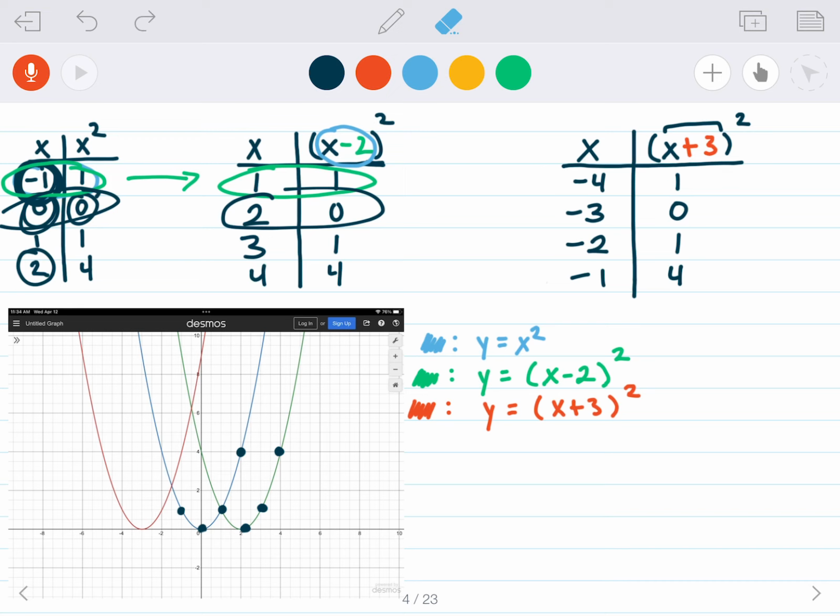First of all, we have (-1, 1) became (-4, 1). So you can see this guy moved to the left 3 units. So all these points are moving to the left 3 units: (-3, 0), (-2, 1), and (-1, 4). All right, cool. So hopefully you guys are seeing how the 4 points on the parent curve are moving to the right 2 units in the case of the green one, and to the left 3 units in the case of the red one.